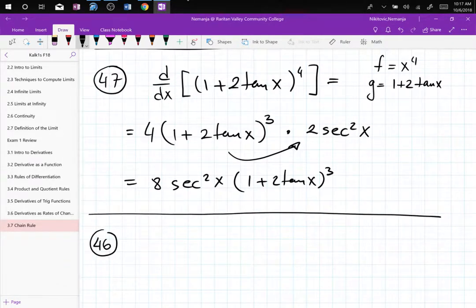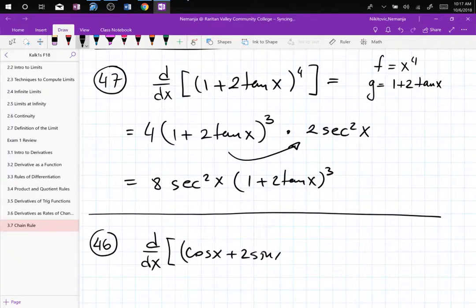Problem 46 has more trig because I know you love it, right? How about cosine x plus 2 sine x, everything to the 8?